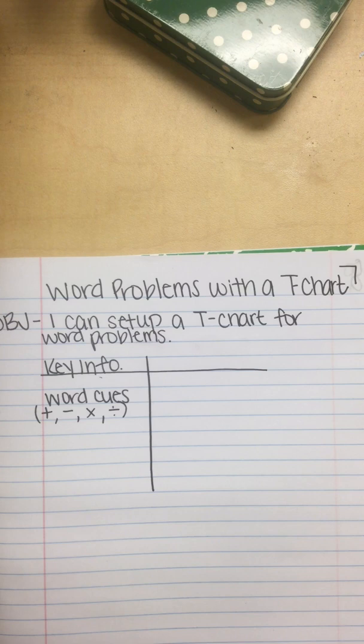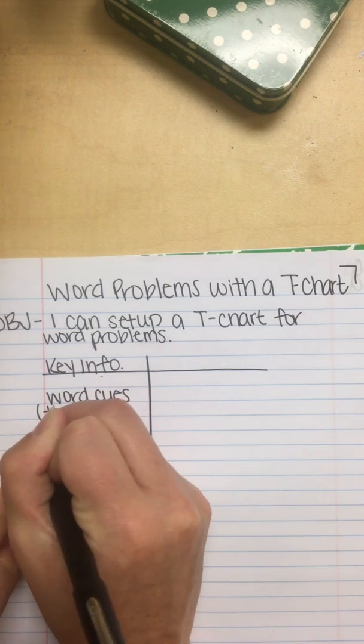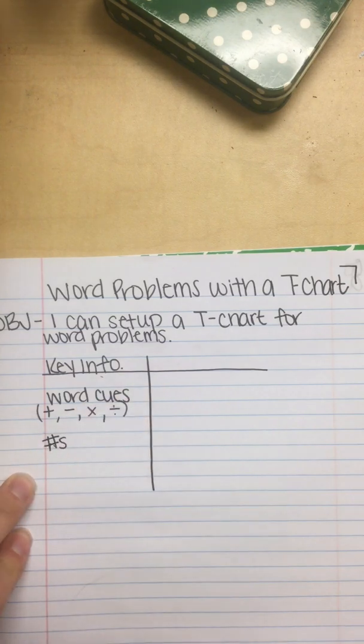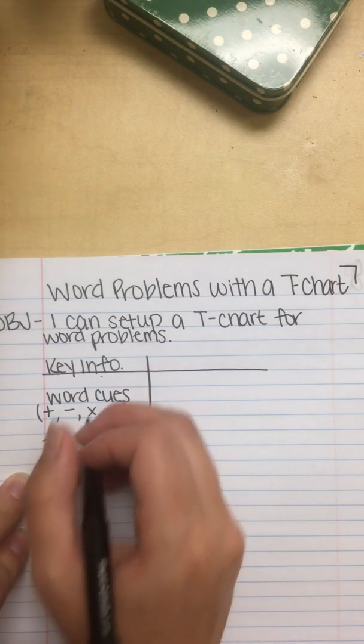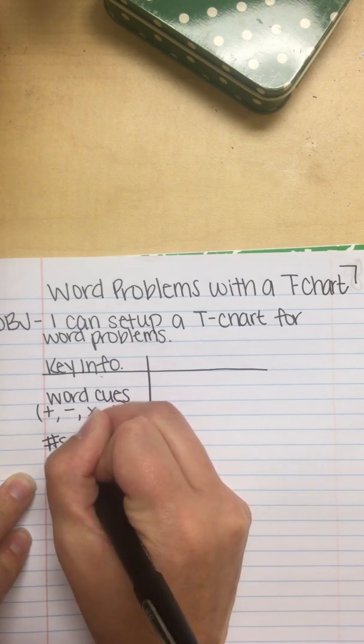The next thing that I want to make sure you understand for key information is most of the time when you are reading a word problem, you have numbers in it. Now, that doesn't mean you're using all of the numbers that are in the word problem, but it is important to make sure that you look at what the numbers are and you understand what they mean. So I'm going to put numbers. That is a number sign, not a hashtag sign, okay? Numbers. And I always stress that it's really important to put the number with the label.